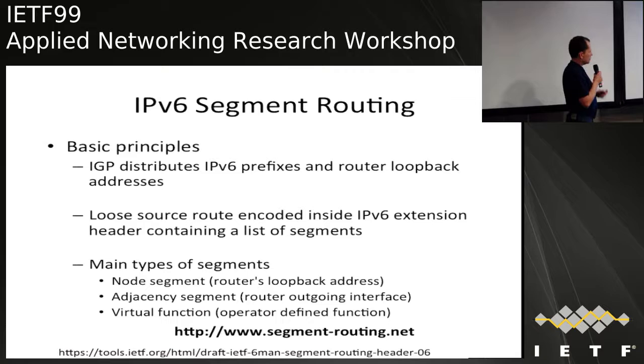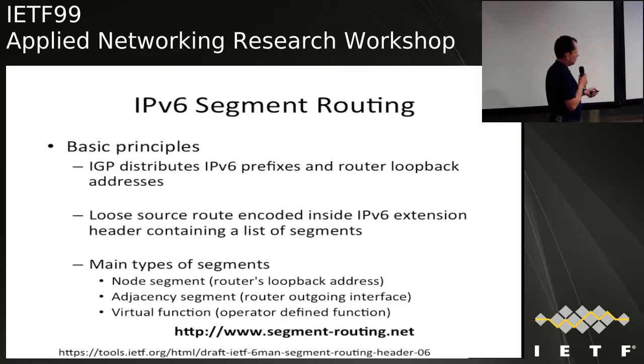A loose source route inside an IPv6 extension header that contains a list of segments, and there are basically three types of segments. You can specify a node, so you can force the packet to pass through a specific router, and in this case you will use the router loopback address as a segment endpoint. You can specify an adjacency segment, so you can force a packet to be forwarded on one egress link on one router, which forces you to use a specific outgoing interface.